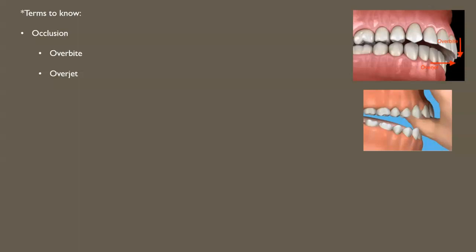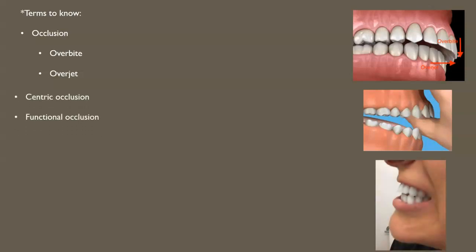The teeth tend to start to contour to the thumb. And this kind of shows you what that overjet looks like. You can see where those anterior teeth are really jutted more forward. We have something called centric occlusion and functional occlusion.